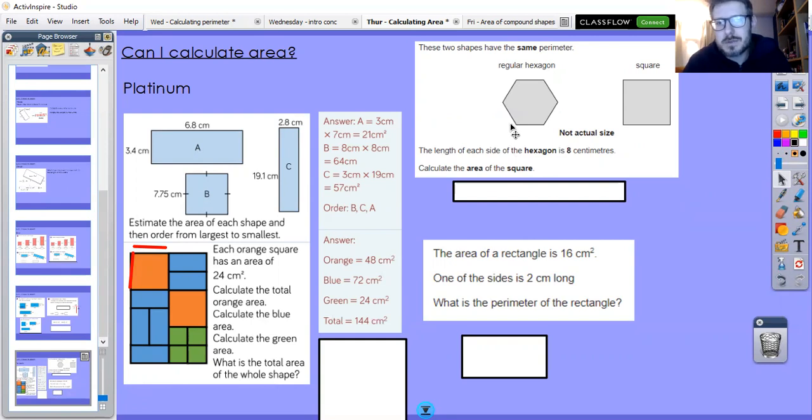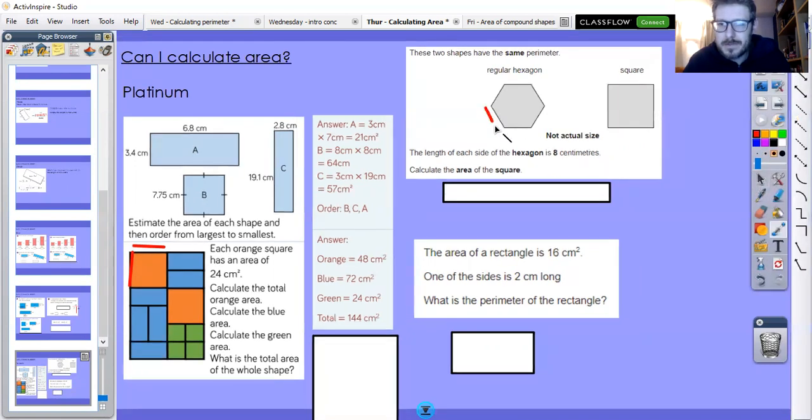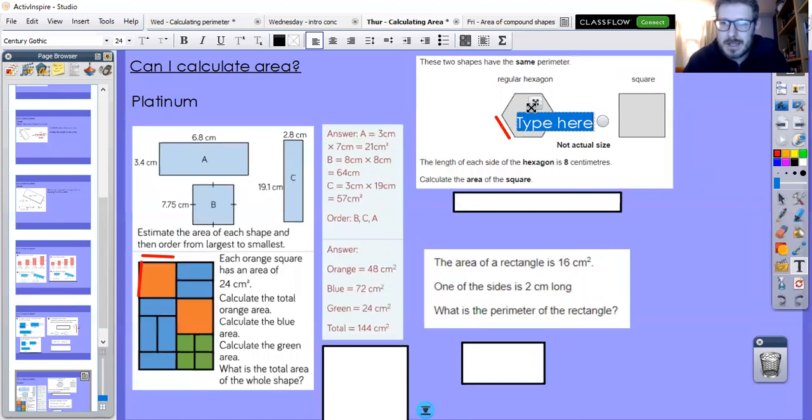Okay, these ones, so these 2 shapes have the same perimeter. The length of each side of the hexagon is 8 centimeters. Calculate the area of the square. So we know that the length of this side is 8 centimeters, and we know these 2 shapes have the same perimeter. But then we want to calculate the area of the square. So if the length of each side is 8, and there are 6 sides, it means that the perimeter of this shape is going to be 48 centimeters.